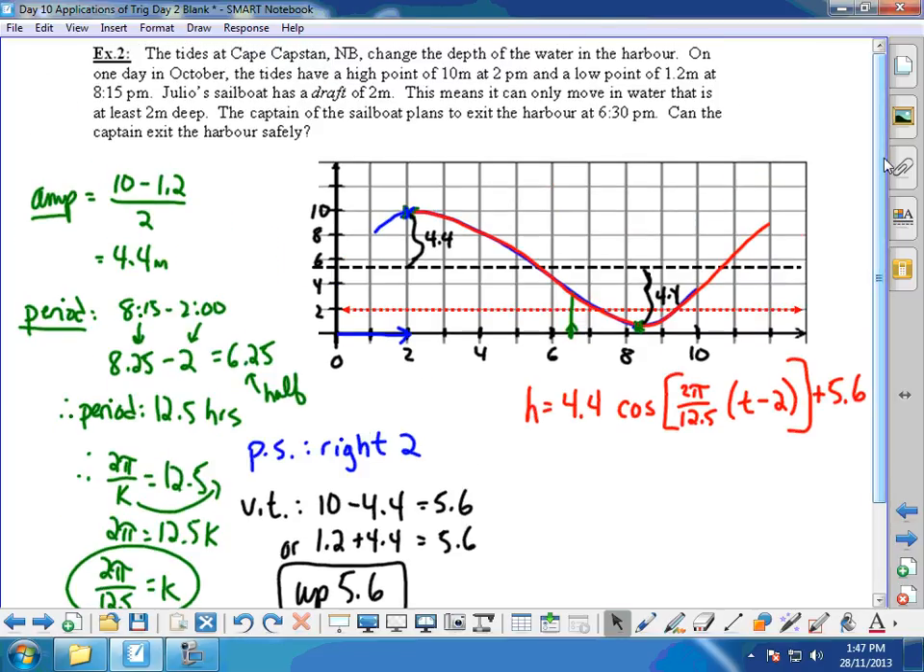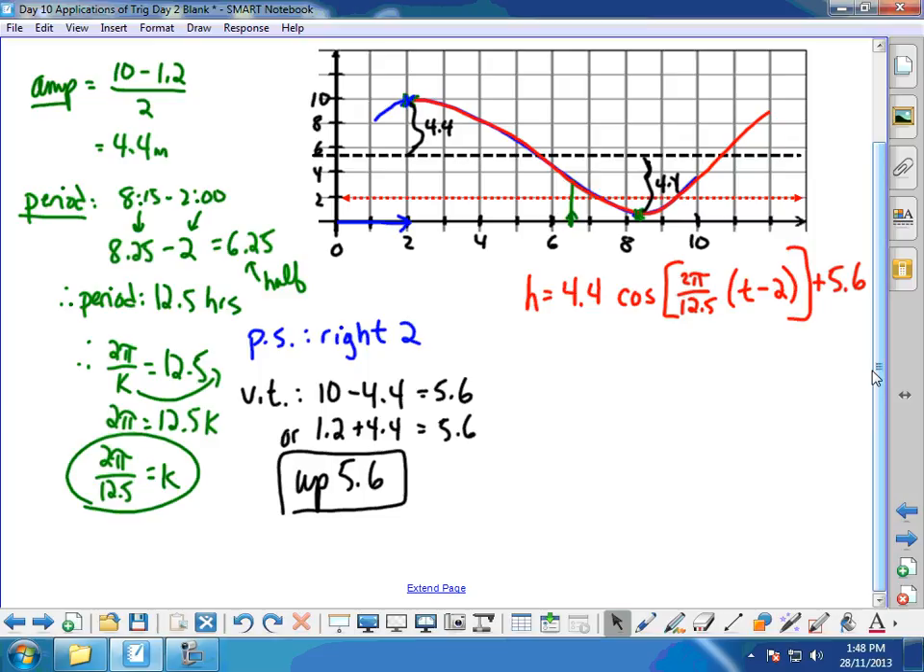Remember, the question is he wants to exit at 6:30. Will he have enough water? There are two ways. You could substitute the 2 meters of minimum water and work backwards to figure out when it happens. I think it'll be easier to just plug in 6:30 and figure out if there's enough water. That's what I'm going to do. So what's the height going to be when I plug in 6:30? 6:30, of course, is 6.5 hours.